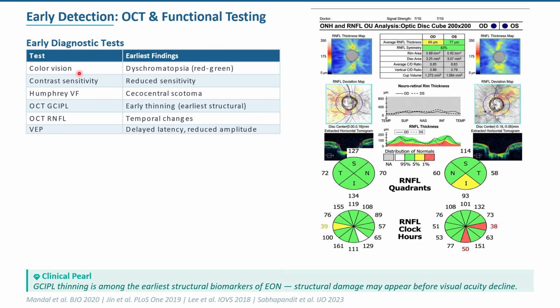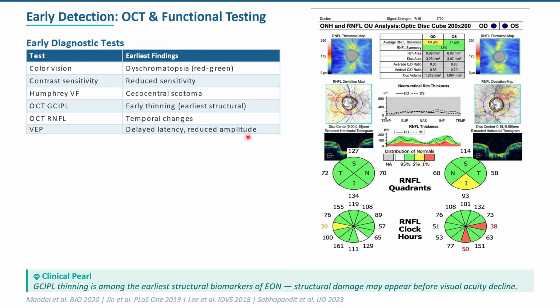You'll find color vision changes. The patient will have dyschromatopsia, and also the contrast sensitivity of the patient will be reduced. As functional changes, in the visual field you'll find central scotoma and centrocecal scotoma, and also the early sign is the changes in the VEP. You will find delay in the P wave, in the latency, as well as in the amplitude.